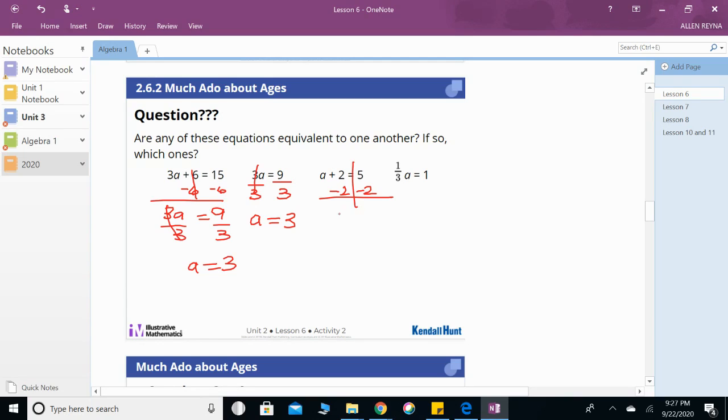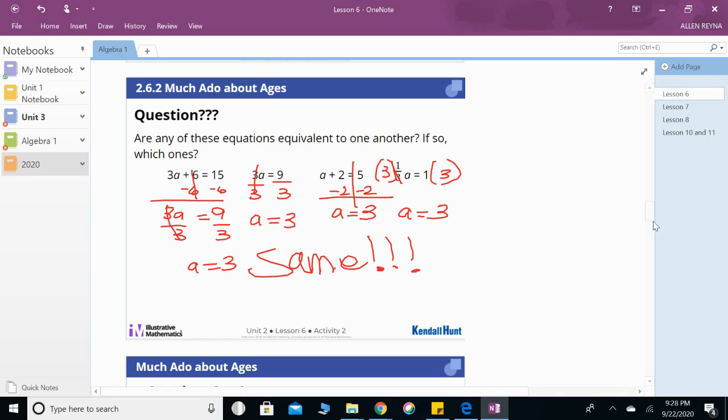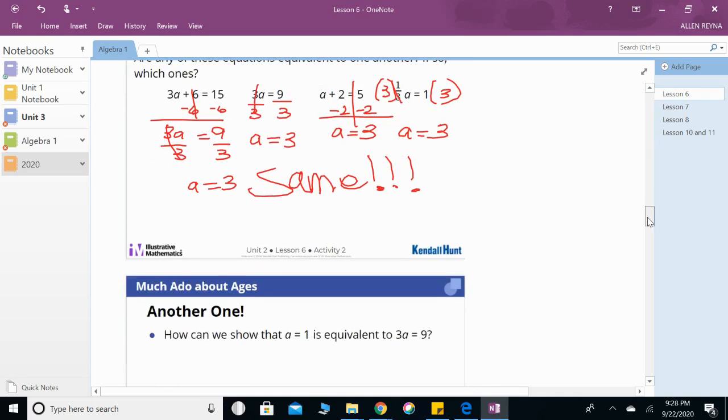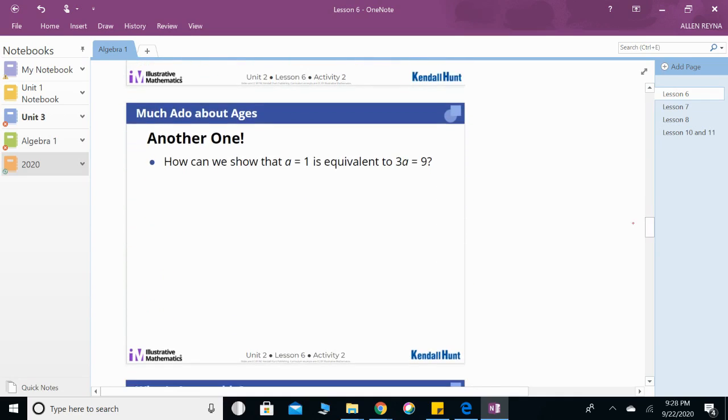Wait a minute. Oh, look at what they did. They're all the same. What the heck? So all of these are equivalent equations. They're all equal to each other. What the heck? Okay, let's look at another one.